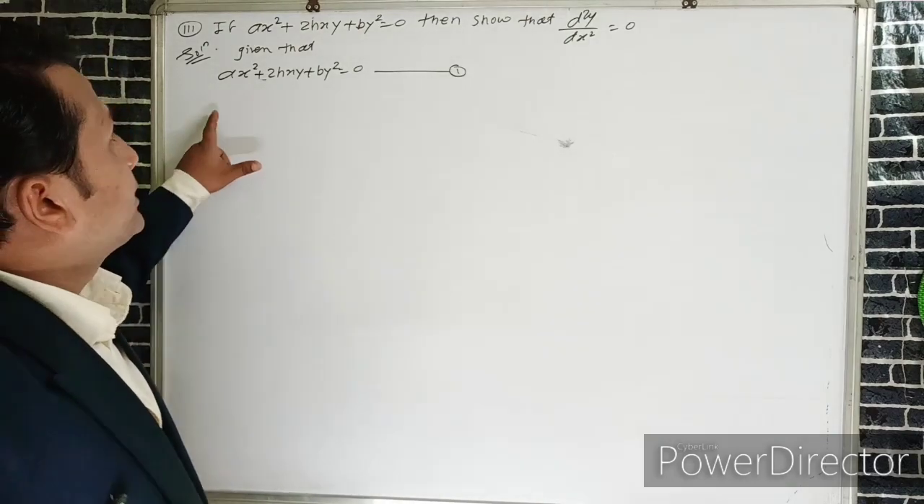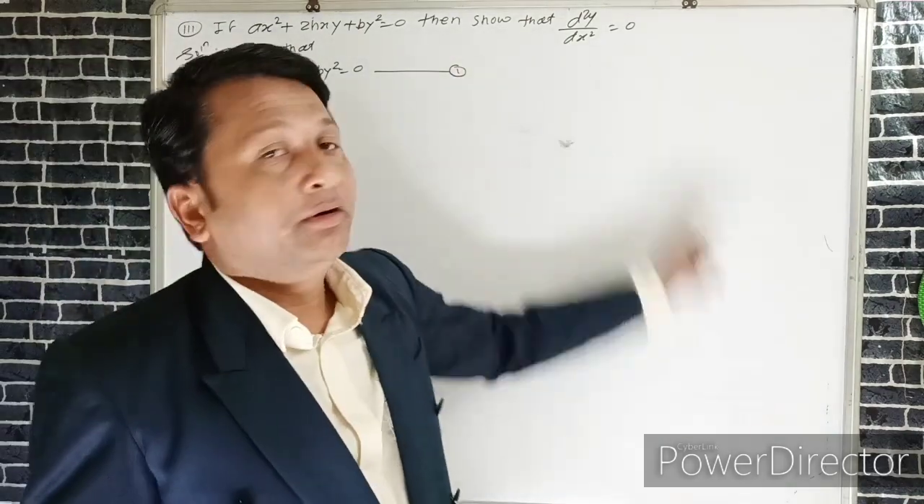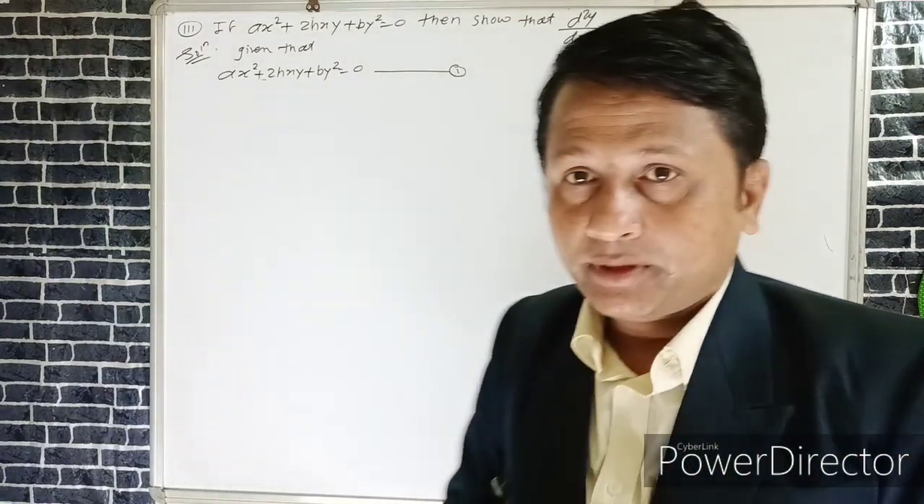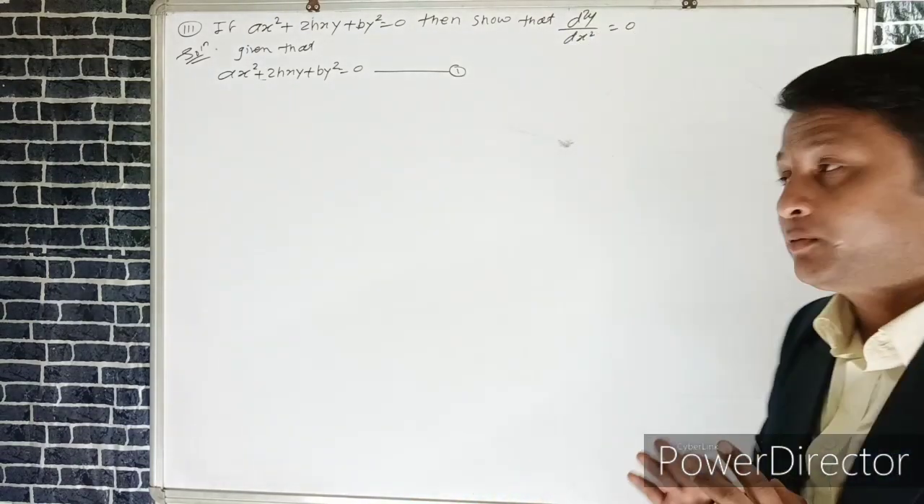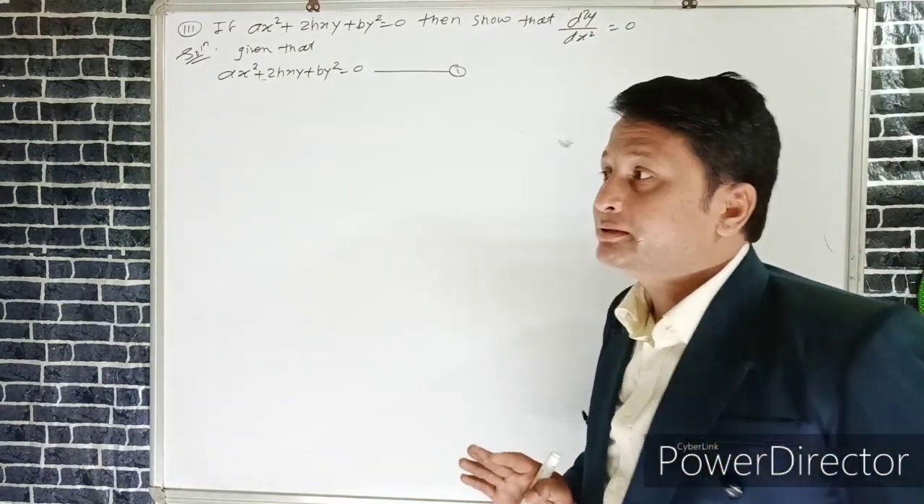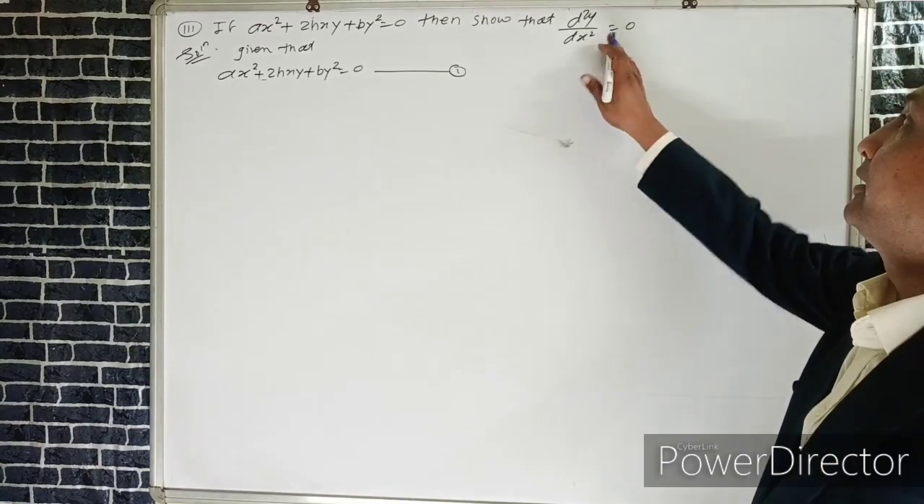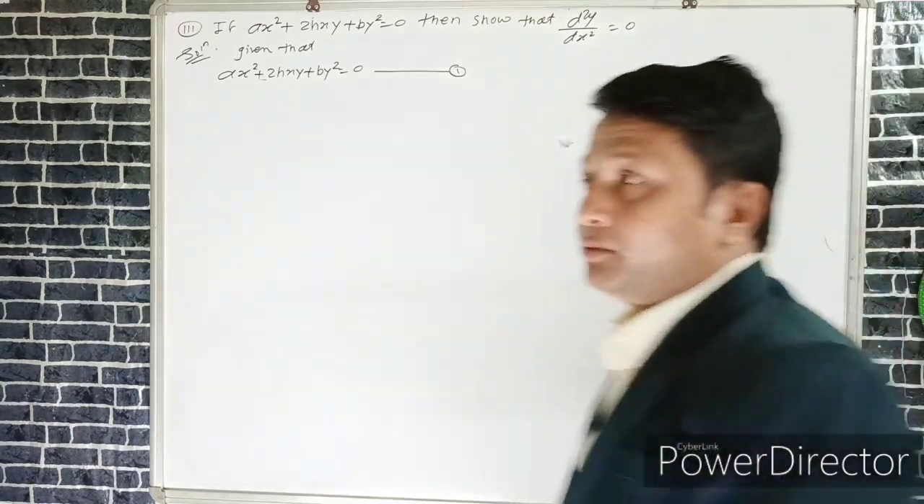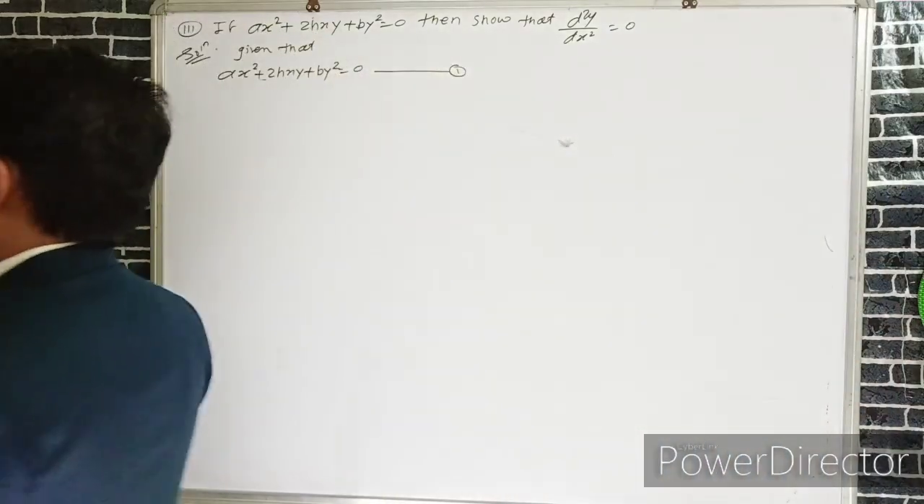Here it is clear that we have to show the second order derivative is 0. It means if we take the derivative of dy by dx, then the derivative d2y by dx square is 0.